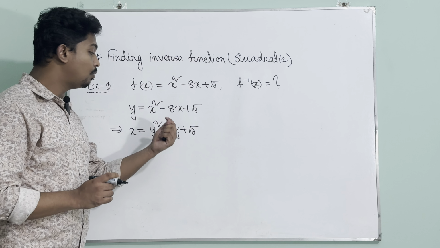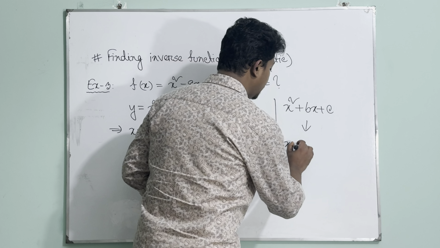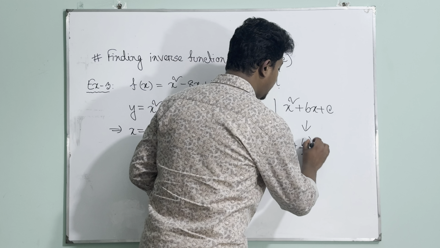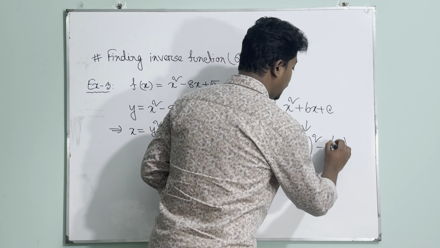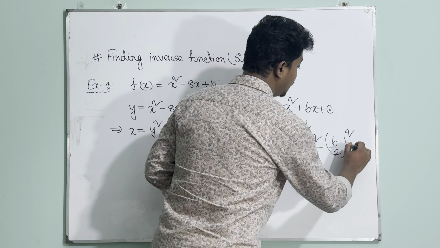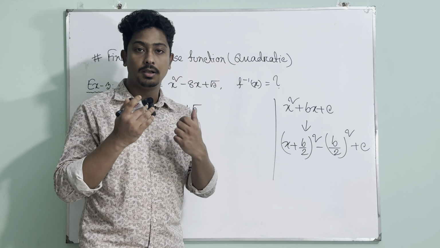If we have a quadratic expression like x squared plus bx plus c, there is a formula to find the completing the square form, which is x plus b divided by 2, whole squared, minus b divided by 2, whole squared, plus c. We can just use this formula and get our completing the square very easily. If you want to understand the theory, you can watch the completing the square video.